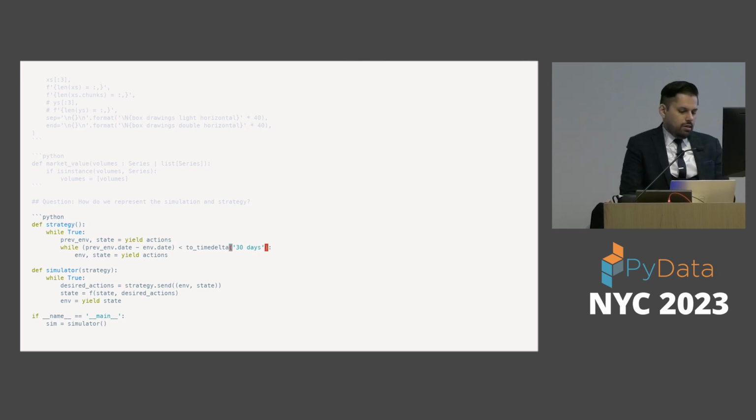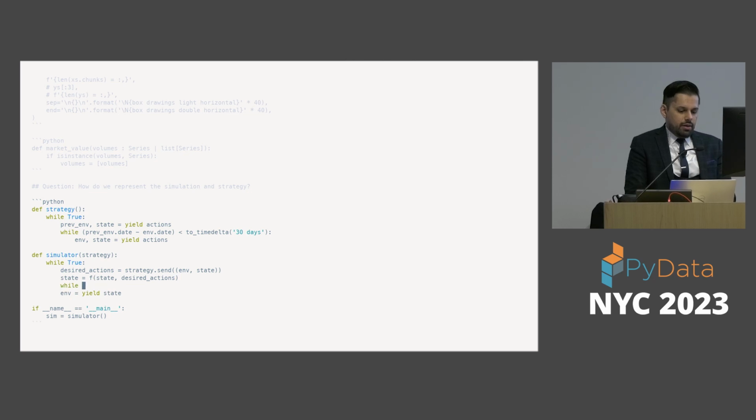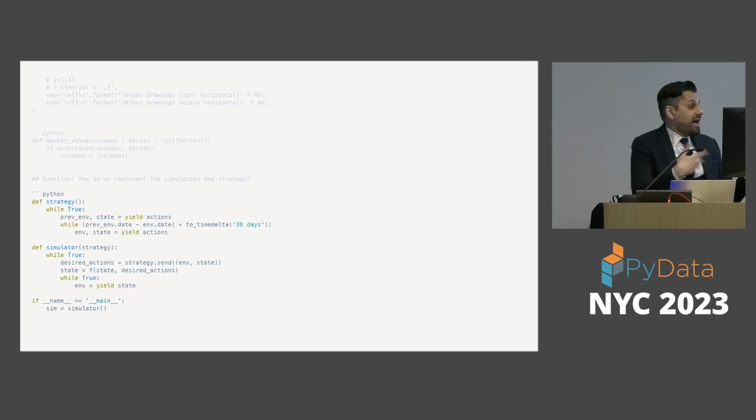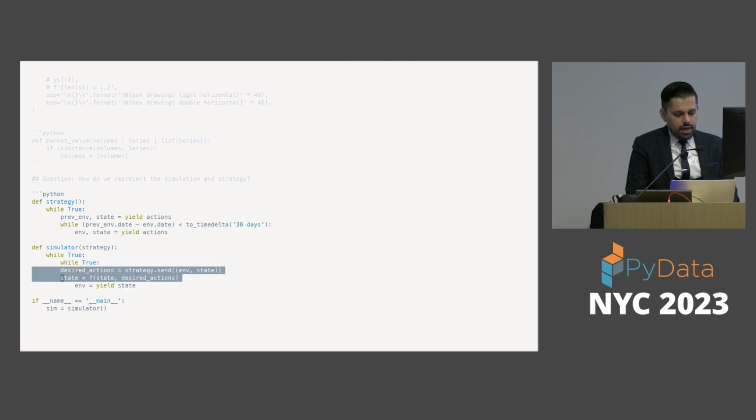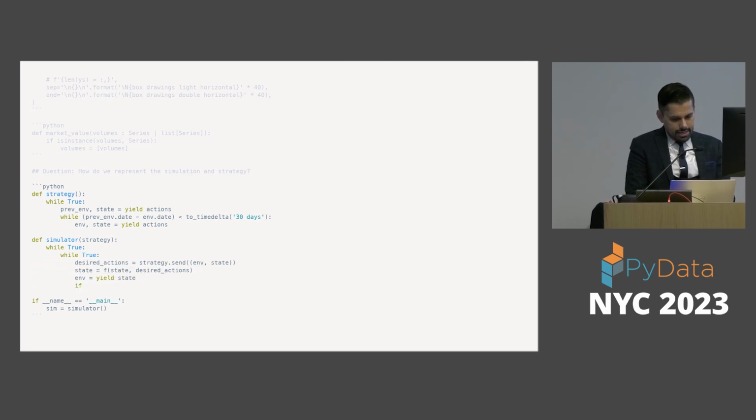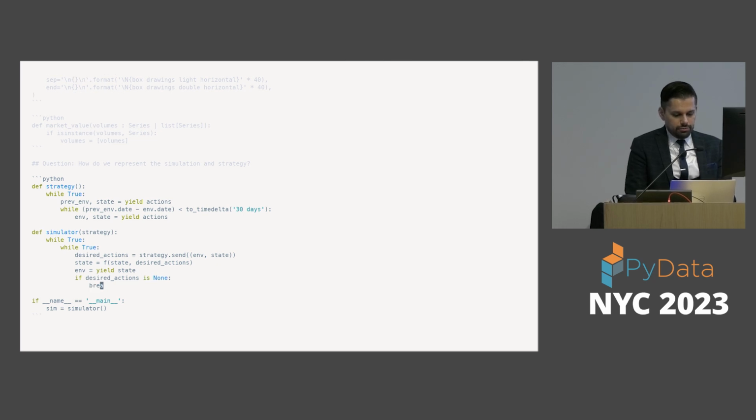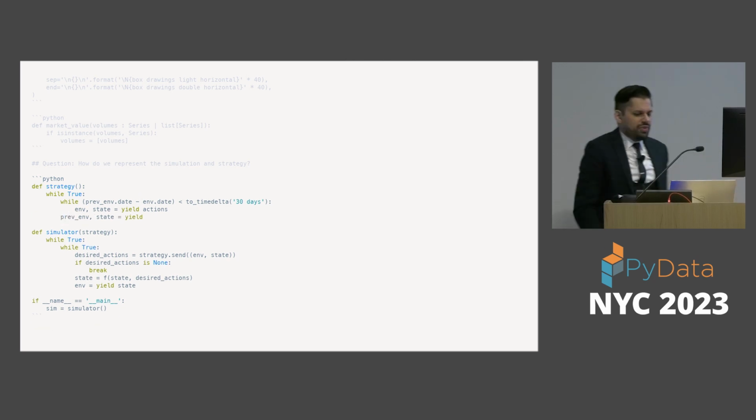And then here, you can imagine that this thing might also loop forever and then pass in that information until desired actions is none, and then breaks out of this loop. So we can model all sorts of small details here very easily. So maybe something like that.